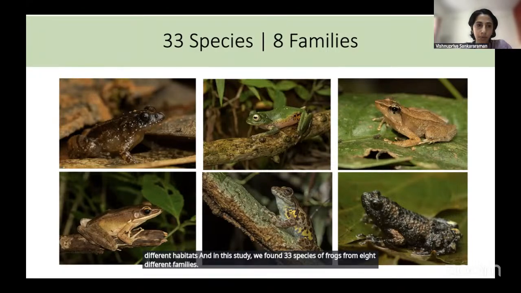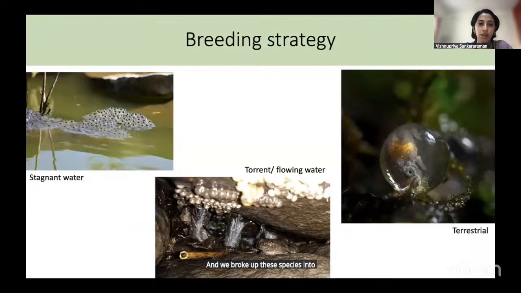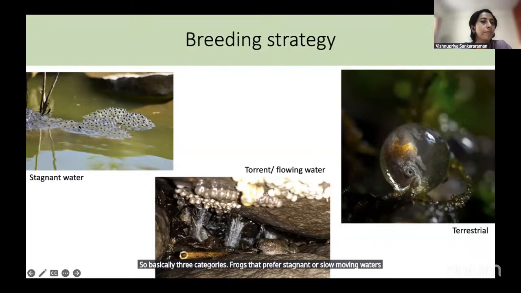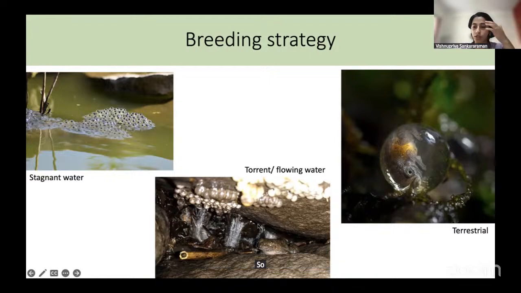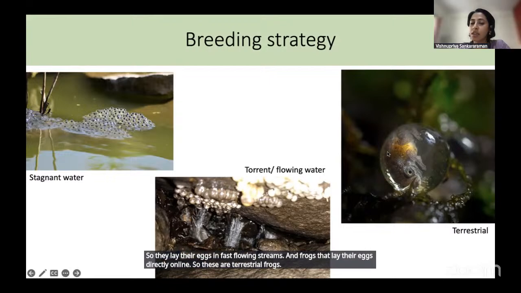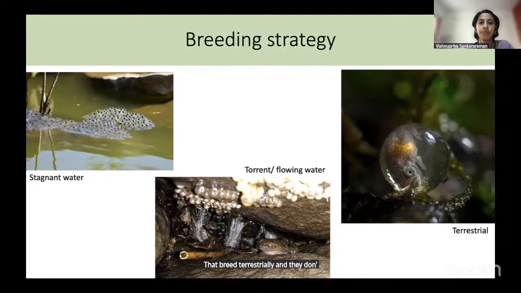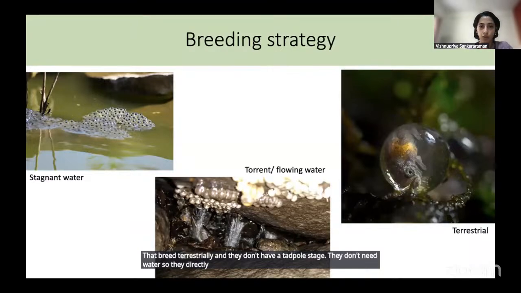And we broke up these species into the ways they breathe. So basically, three categories. Frogs that prefer stagnant or slow moving waters to breathe in, like the habitat I showed you in the tea plantations. Frogs that need torrent flowing water, so they lay their eggs in fast flowing streams, and frogs that lay their eggs directly on land. So these are terrestrial frogs that breed terrestrially, and they don't have a tadpole stage. They don't need water, so they directly develop into little frogs without water.